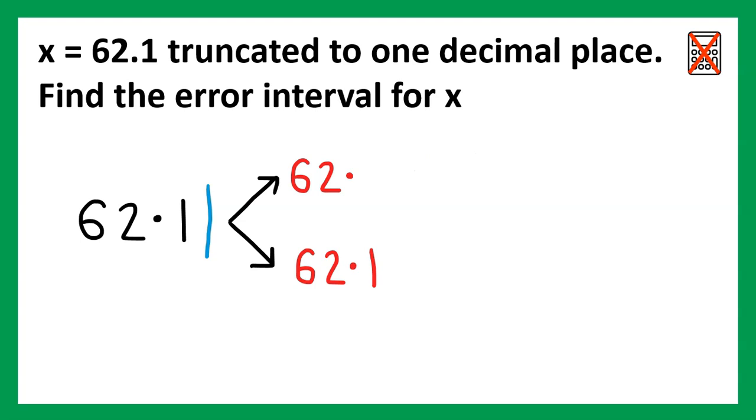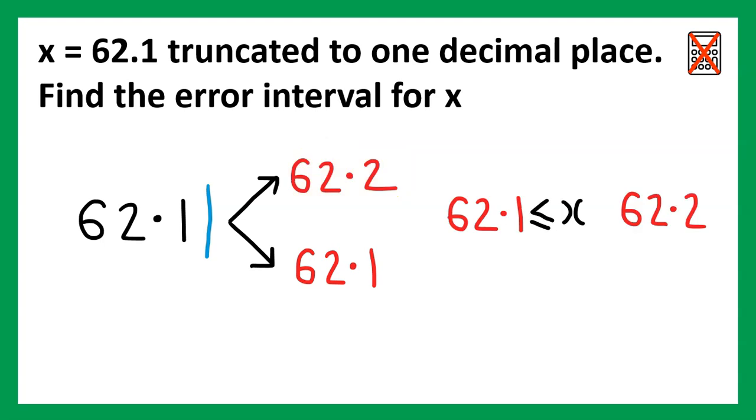So a shortcut would be to keep the lower bound the same as the truncated number, and the upper bound will be the same, but you add 1 to the number before the truncated line, meaning x is greater than or equal to 62.1, but is less than 62.2.